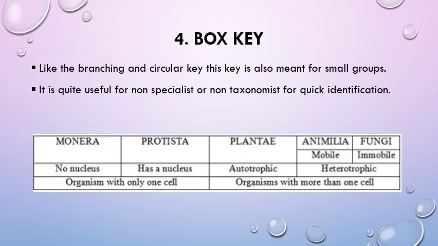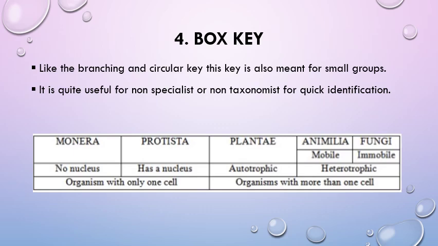So look at the bottom of this box. The first couplet is organism with only one cell, organism with more than one cell. In case of organism with only one cell, the second couplet is no nucleus and has a nucleus. If no nucleus, then it is from kingdom Monera, and if nucleus is there, then it's from Protista.